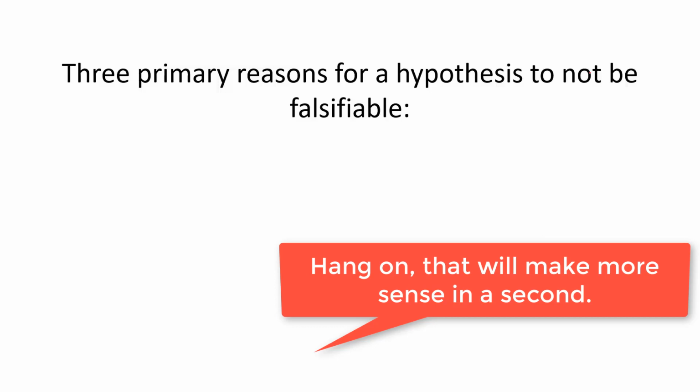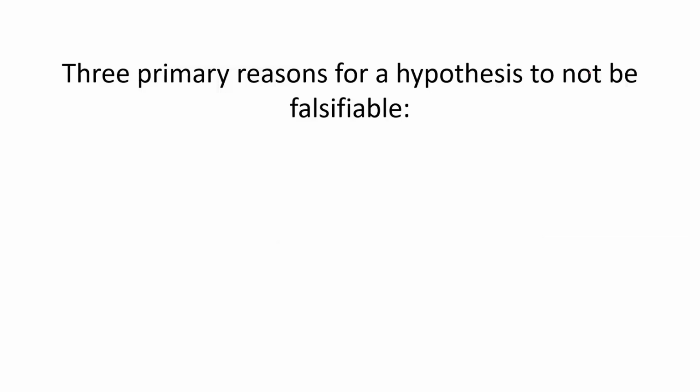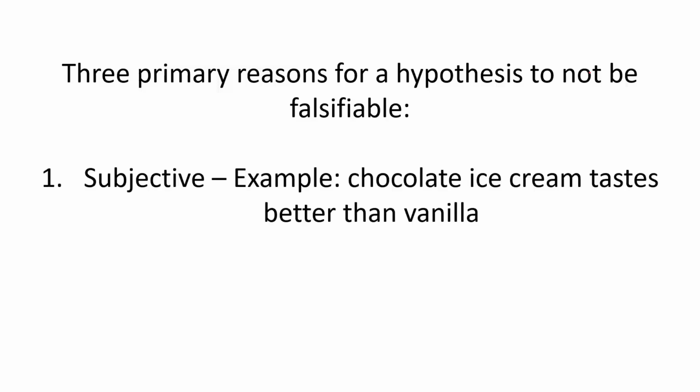There are three primary reasons for a hypothesis to not be falsifiable. The first two we can get around, and the third is a bit of a problem. The first reason is that a hypothesis is subjective. I hypothesize that chocolate ice cream tastes better than vanilla. All right, that's a subjective hypothesis. I can certainly hypothesize that I prefer chocolate ice cream over vanilla.